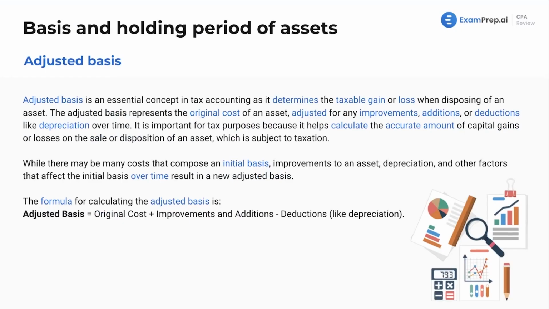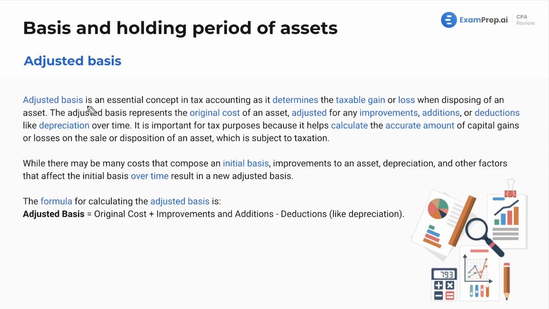Now we're moving on to adjusted basis. And if you're saying to me, hey, Nick, didn't we just go through basis and why are we adjusting it now? Well, sorry to break it to you. We have a few more components that are going to go into our original basis. We did determine our original tax basis, our depreciable base, but now we're moving into our adjusted basis because guess what? Nothing stays the same.